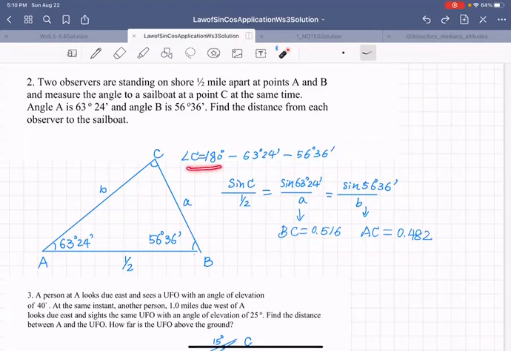So angle C is this. You want to calculate this first, and then you will plug in this value into here: sine C equals sine 63 degree 24 prime over A equals sine 56 degrees 36 prime over B. And then you get this value here and this value here. Okay.